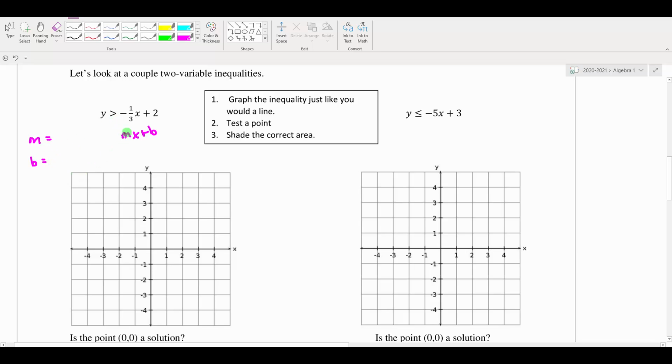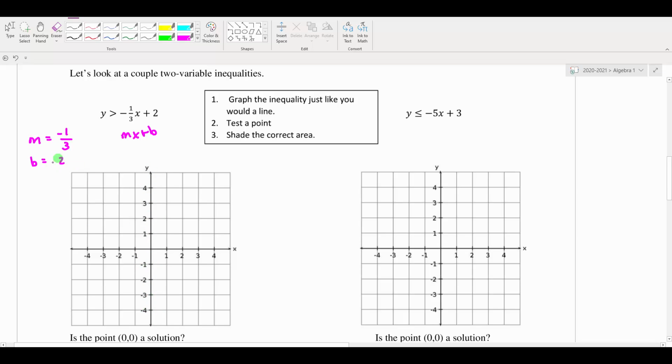Remember, our slope is the number in front of x, which I can see right here. This is negative 1/3. So my slope is negative 1/3, which means my rise is negative 1 and my run is a positive 3. Now b represents the y-intercept, which is plus 2 over here. This is where we cross over the y-axis. This is where we intercept the y-axis. Remember, the y-axis is the vertical axis that runs right down the middle of our graph here.